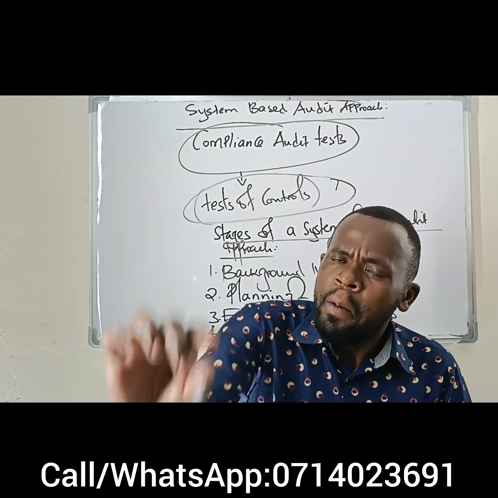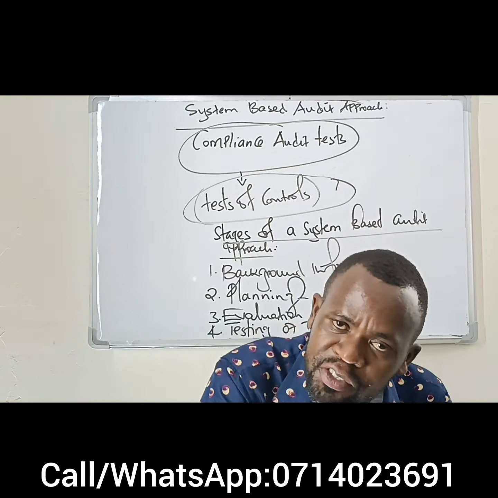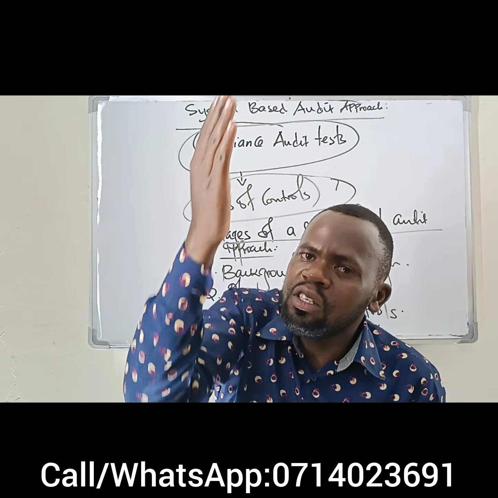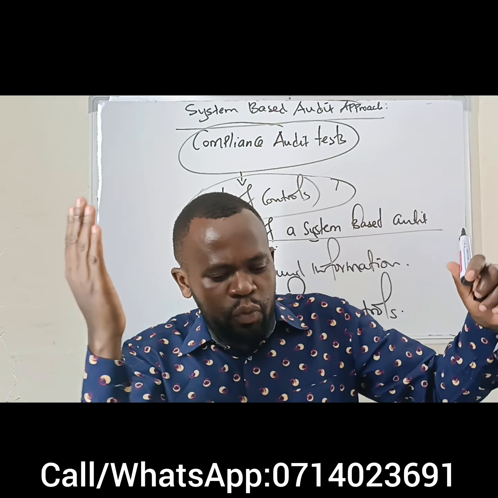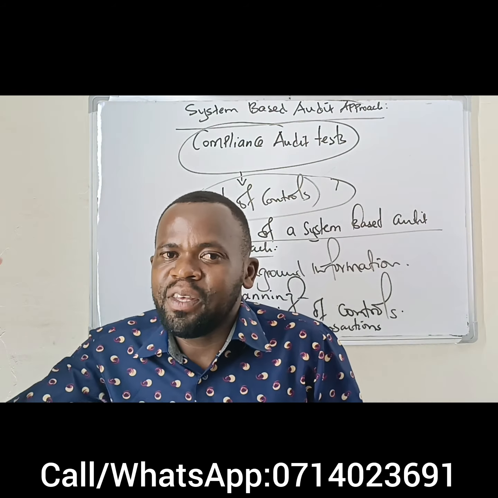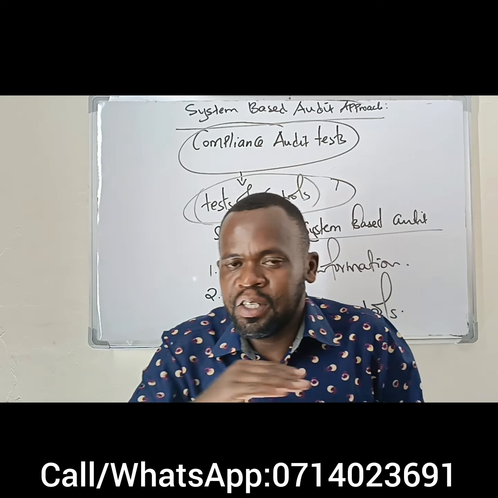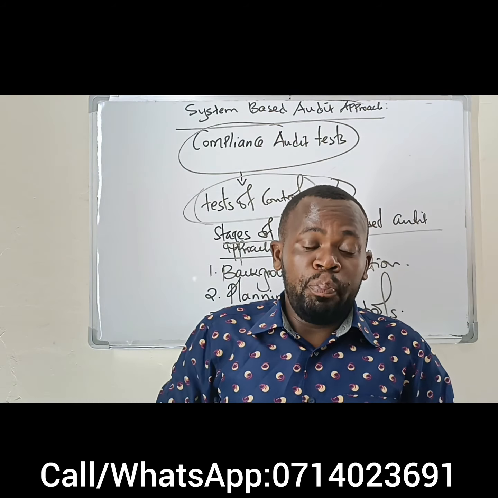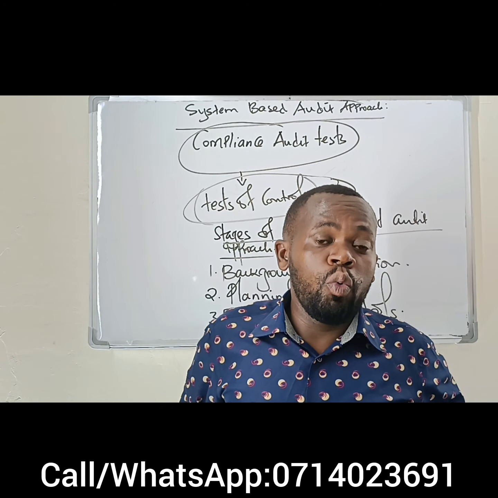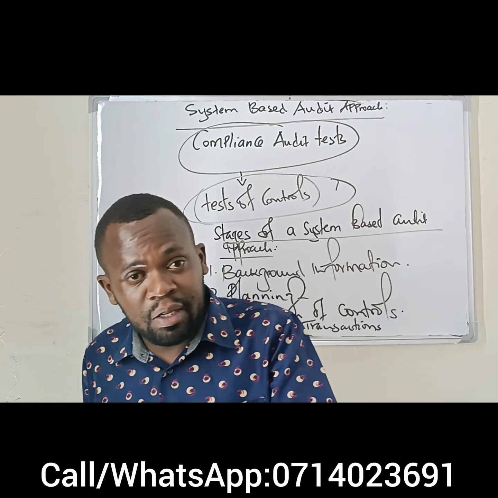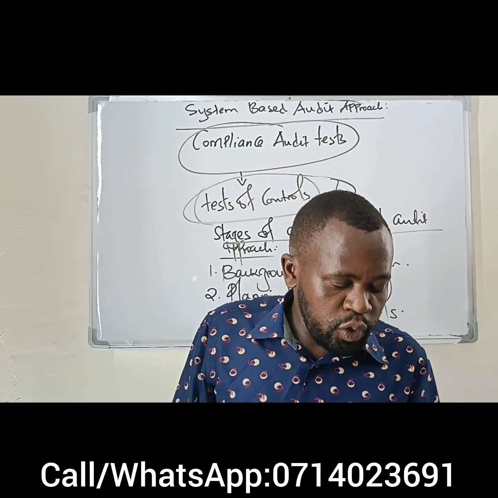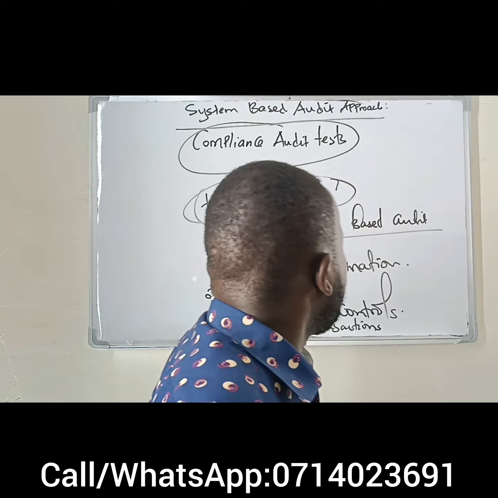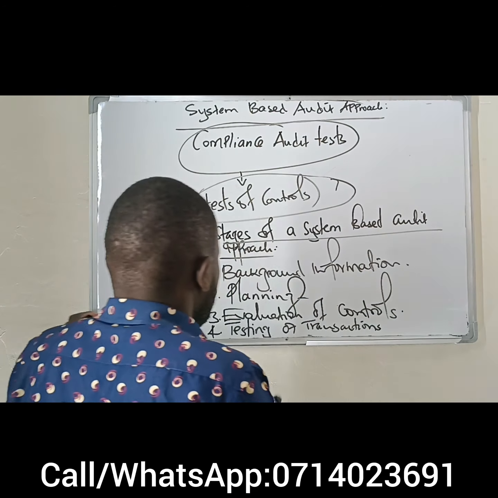What do I need to do? Pick a few transactions. Process them using the system. This will enable you to know whether the system is effective or not effective. So we pick a few transactions, we run them, or we walk them through the system, or we process them using the system, so that we can know whether the system is effective and operational.